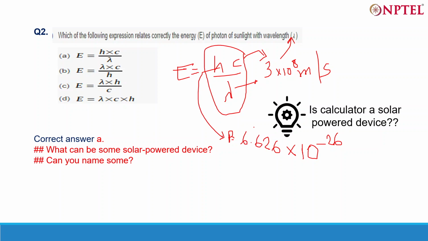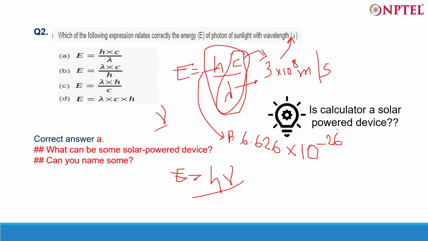So if you have a 0.4 micrometer wavelength, you can put in the values and calculate the energy associated with it. This term can also be written as h nu, where nu is the frequency. So this is also energy.